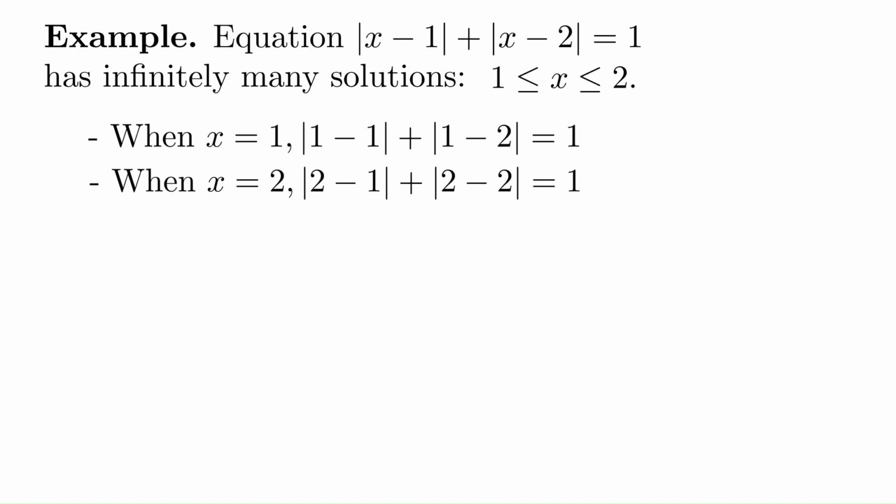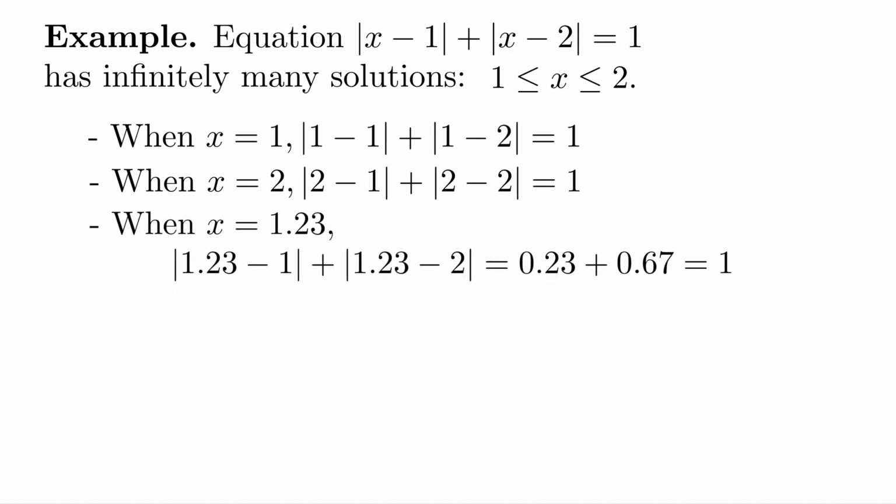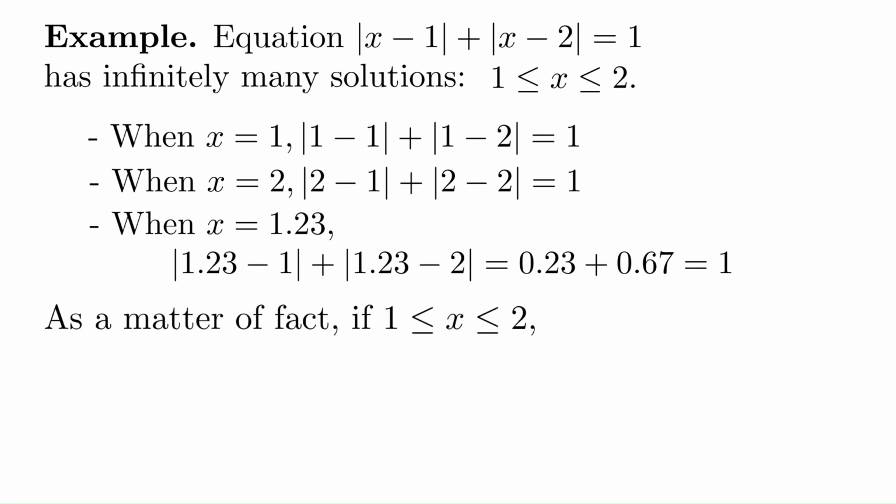Secondly, plug in x equals 2: absolute value of 2 minus 1 plus absolute value of 2 minus 2 also equals 1. And we can plug in an arbitrary number between 1 and 2, for example, x equals 1.23. The equality still holds.